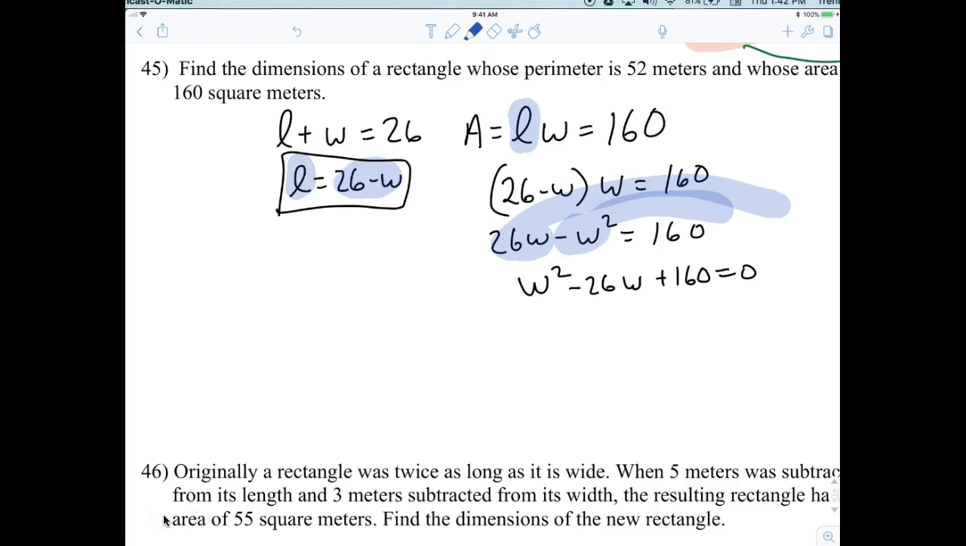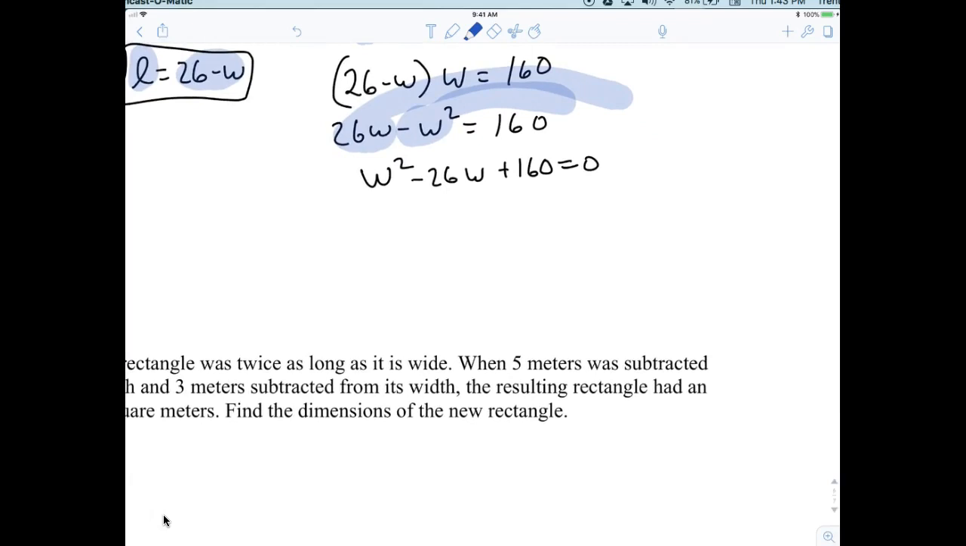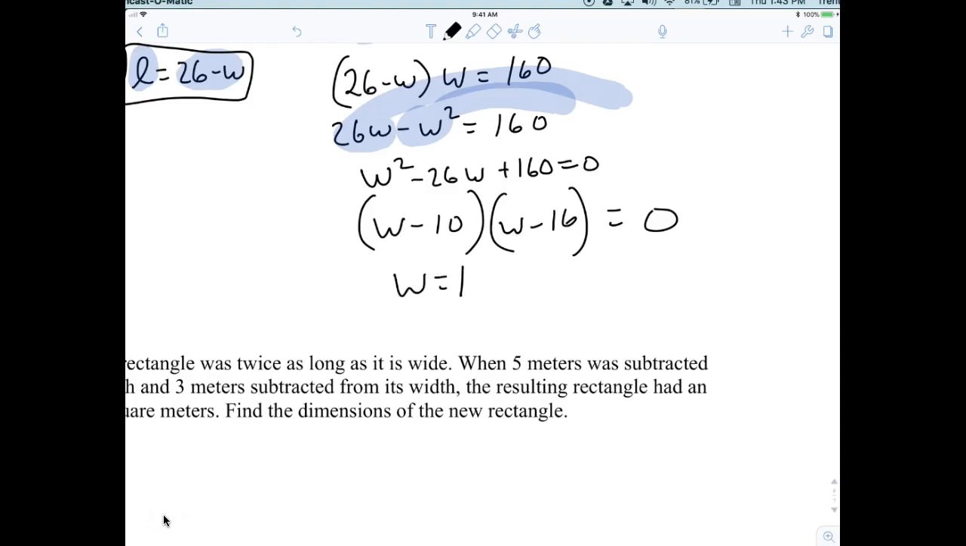Yes, sir. Yes, you can do that. All right. Now, from here, we're going to go ahead and do the factoring. So that would be, anybody want to give me a hand? So my width is either 10 or 16. Beautiful. All right.